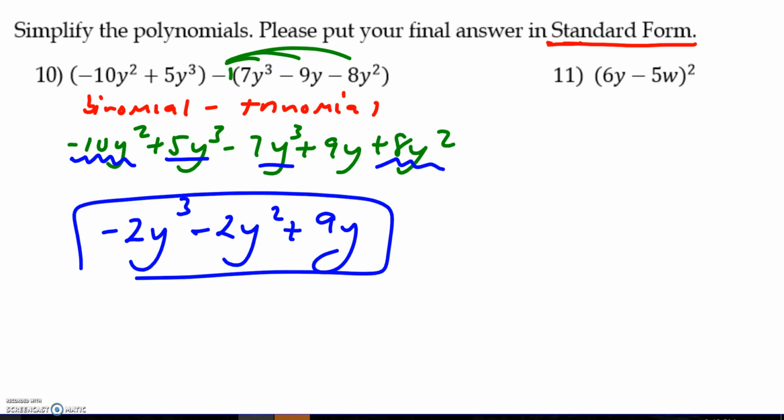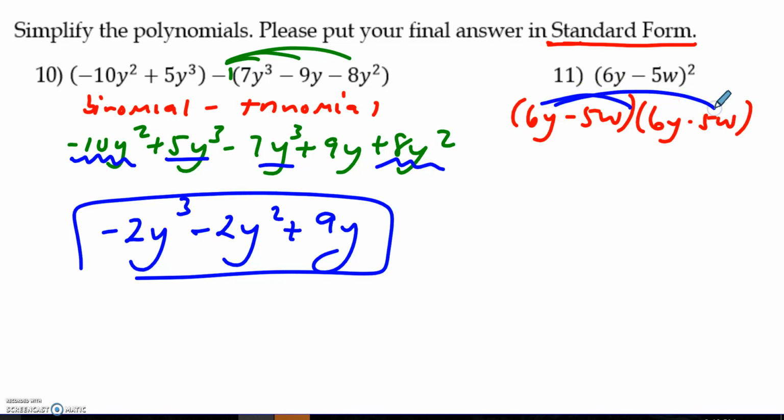The reason that number 11 is on your review here is to remind you that something squared means the parenthesis 6y minus 5w times itself, 6y minus 5w. And so this ends up being the distributive property. The 6y would distribute to both terms. 6y times 6y is 36y squared. 6y times 5w would be a negative 30.